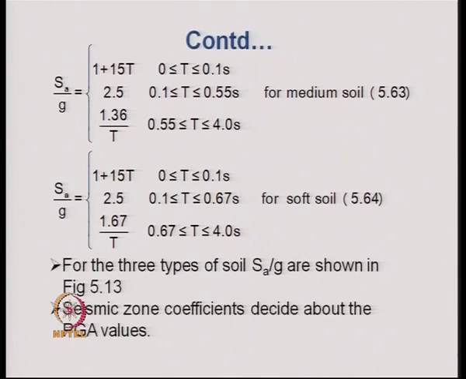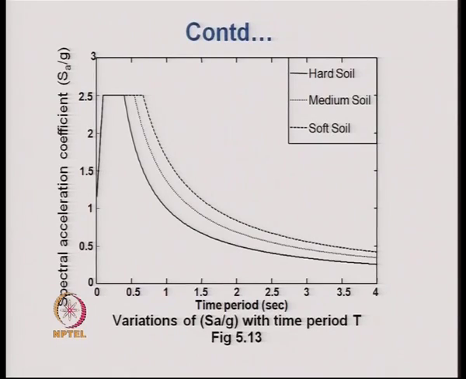Only the last segment of the curve changes. It is 1 by T for hard soil, for medium soil it is 1.36 by T, and for soft soil it is 1.67 by T. For the three types of soil, the SA by G are shown over here, and one can see that for soft soil and for greater time period, the SA by G coefficient is more. That is, for the soft soil we expect more amplification to take place.